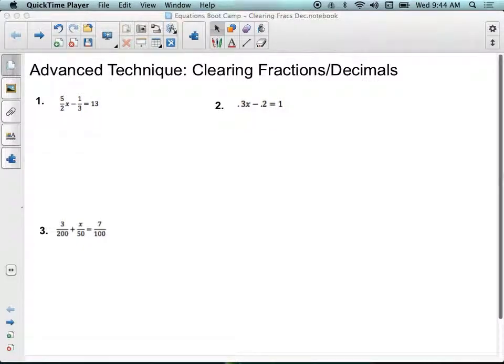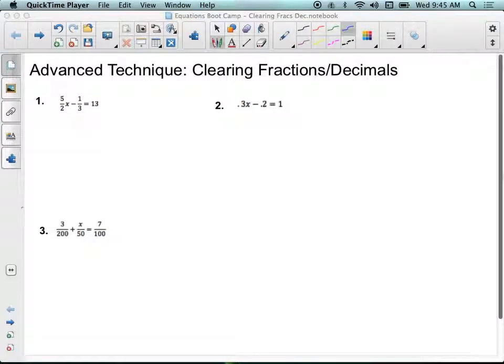Welcome to this video. This is an advanced equation solving technique called clearing fractions and decimals. In the past, you've been able to just use your fraction calculator to move fractions around, multiply or divide by fractions. But if you don't have a calculator, this is a handy technique that will allow you to eliminate fractions and decimals from your equations and transform them into easier equations to solve.